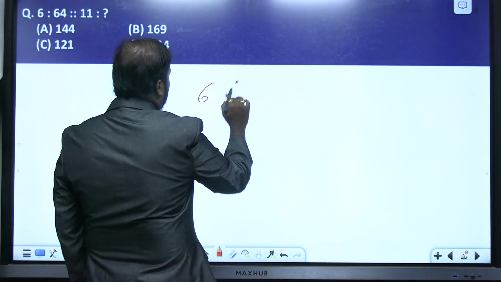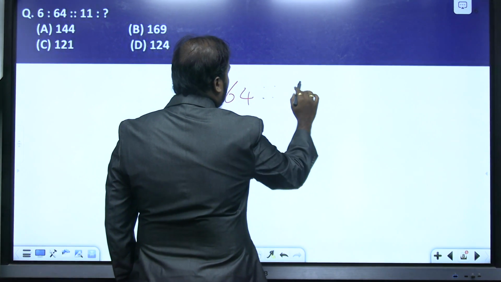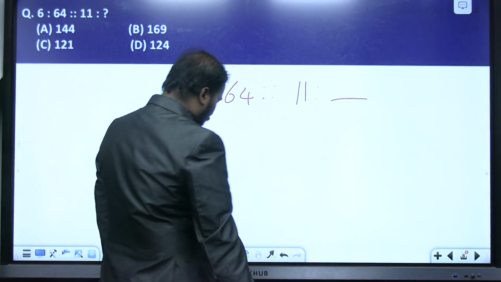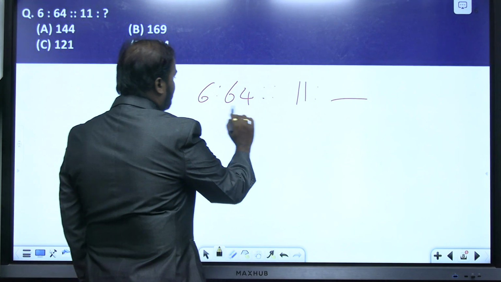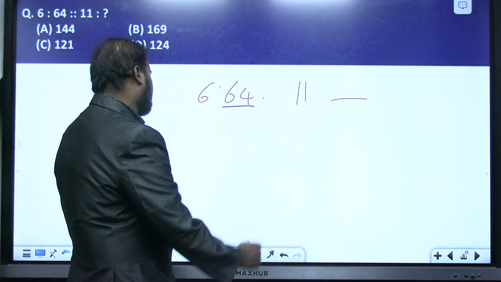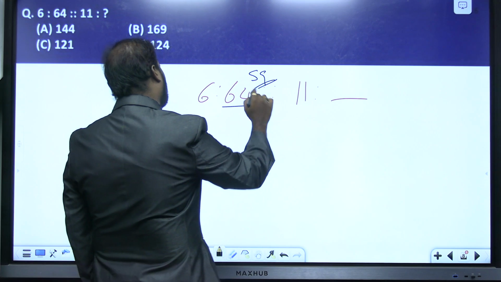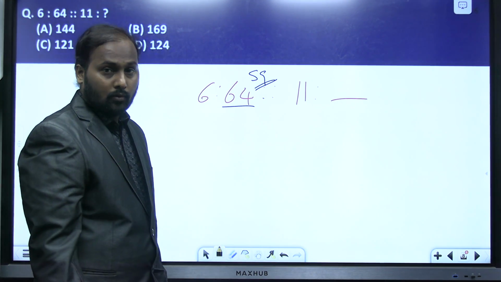Now we see one more question. 6, 64, similarly 11, how much? Again, what is the clue? I said that in this type of questions you have a clue. The clue is here, 64. Why? Because I know that 64 is a square. So wherever there is a square, this acts as a clue for you.